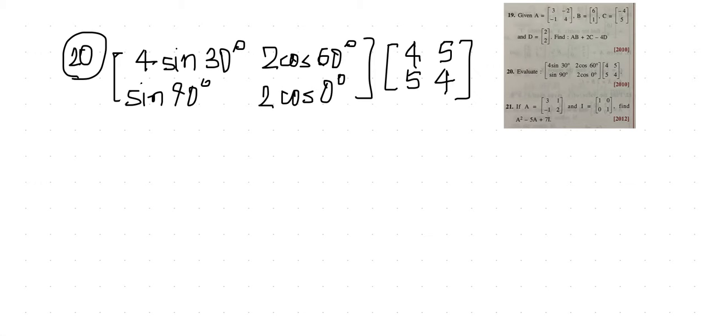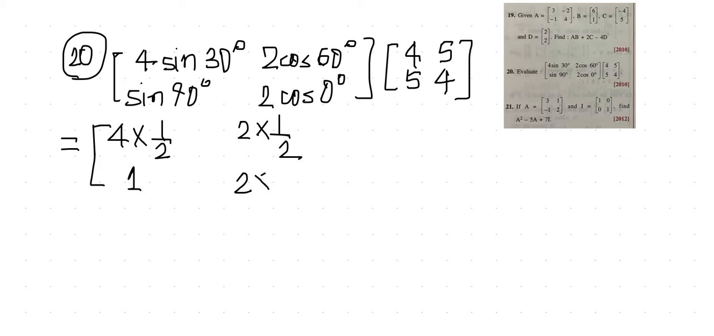Now what you will be doing, we will be just replacing the values. So this is 4 into sine 30 is how much, children? Half. And here 2 into cos 60 is also equal to how much, children? Cos 60 is also equal to half. Then sine 90 is equal to 1 into 2 into cos 0. Cos 0 is equal to 1. So this is 2 into 1 is equal to 4, 5, 5 and 4.